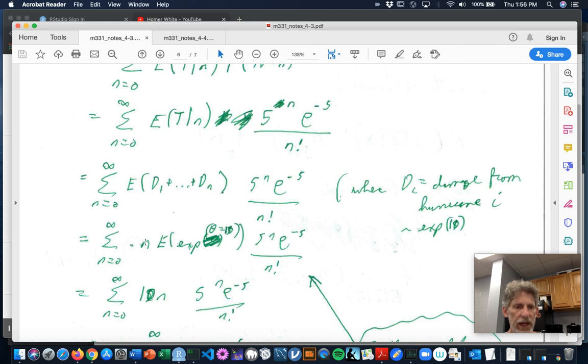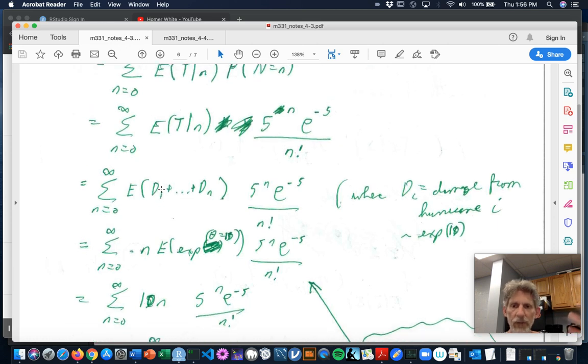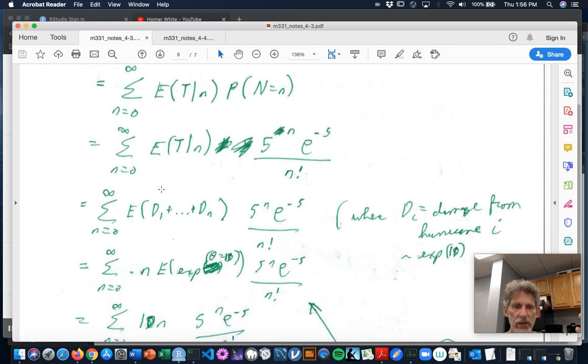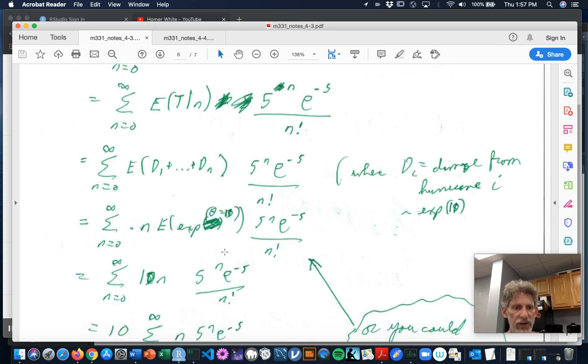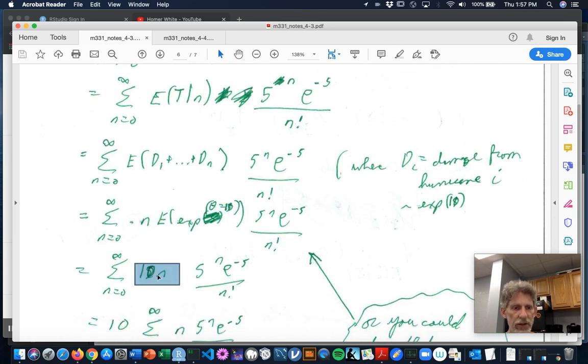If we did go with that, then each of these is exponential with a mean of 10. The mean of an exponential random variable is its theta parameter, so theta is 10. And there are n of them, so we get n times the mean of an exponential with theta equal to 10, which is just 10. So we're going to get 10n here.